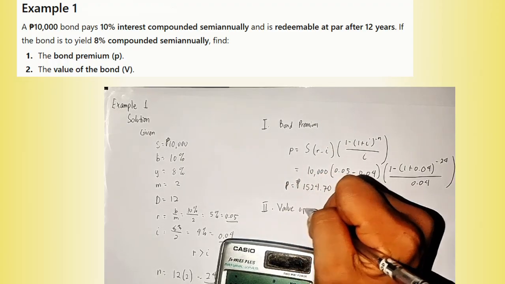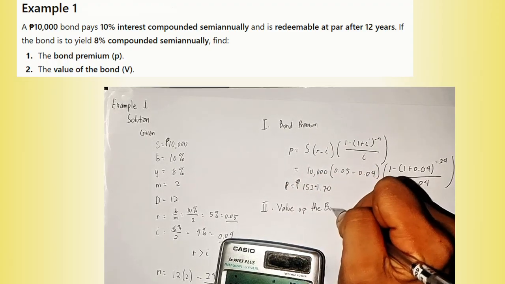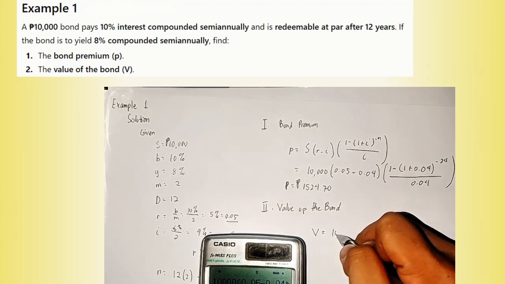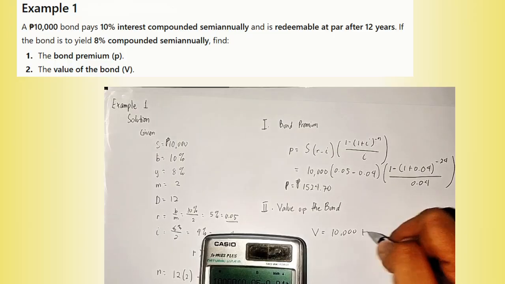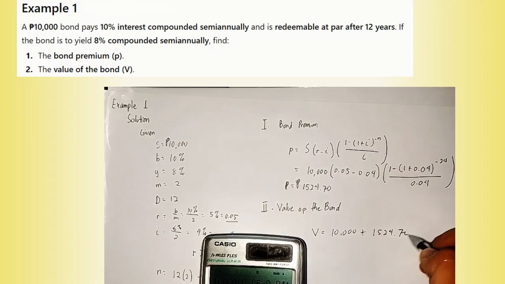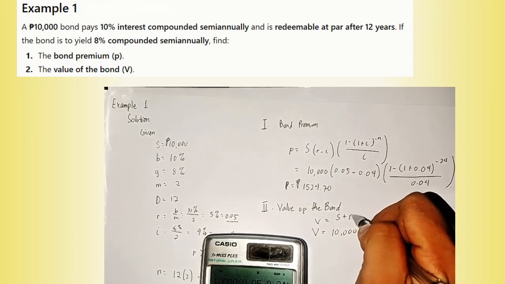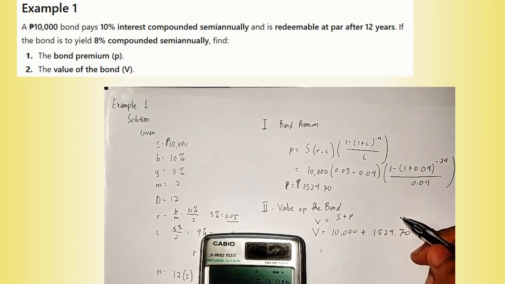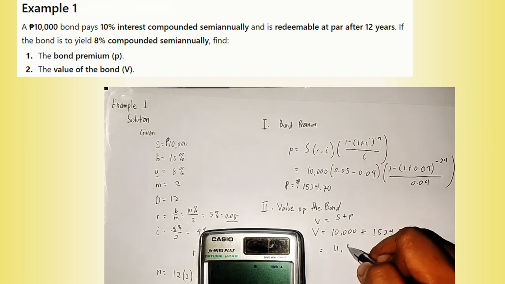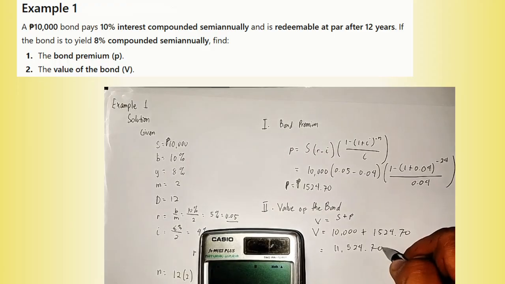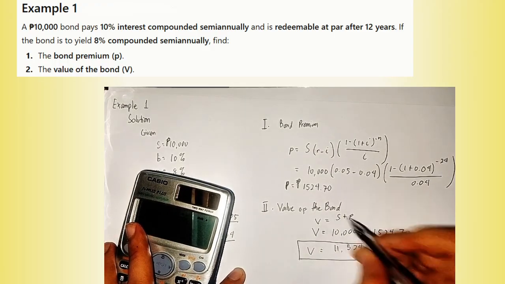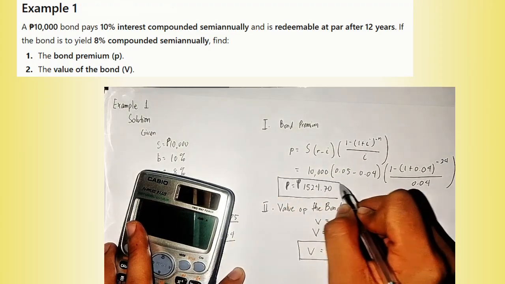The value of the bond V is equal to the redemption value plus P, or 1,524.70. V is equal to S plus P. Now, this is basically 11,524.70. This is the value of the bond, and this is the value of the bond premium.